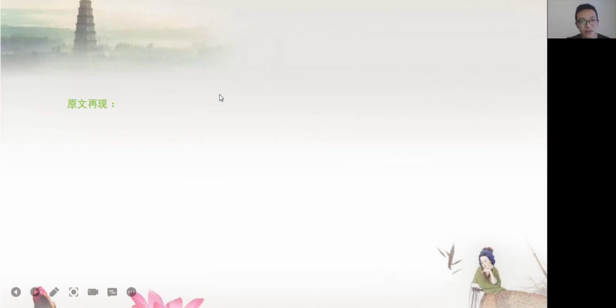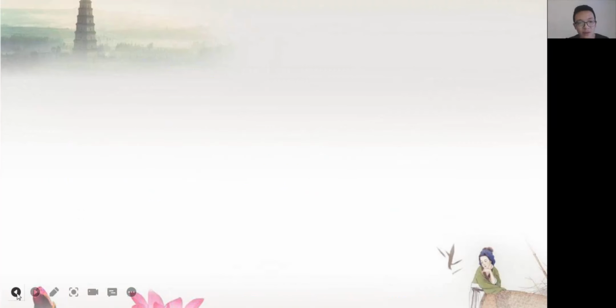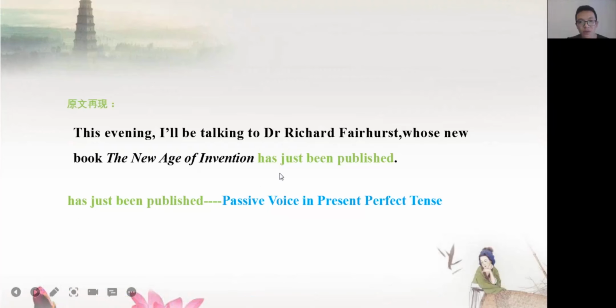Okay, let's look at an example from the test. We can say here has just been published is the passive voice in present perfect tense, right? So here it is used to emphasize the new book has been published. So that's the passive voice in present perfect tense.